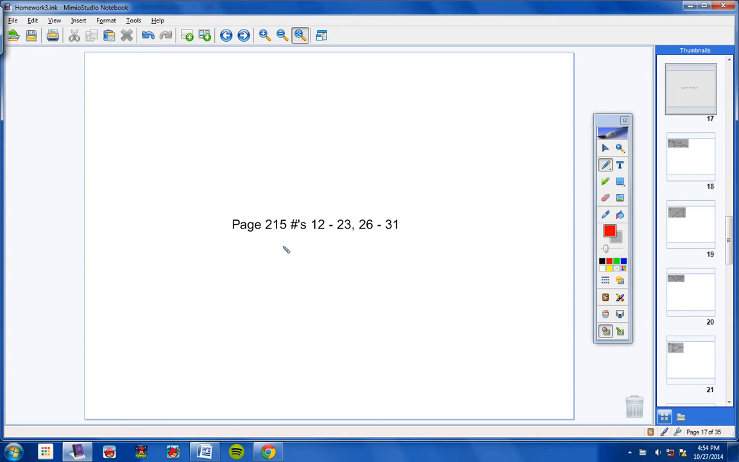Let's look at the directions for numbers 12 through 14. The directions say to name the smallest and largest angles of each triangle, okay?